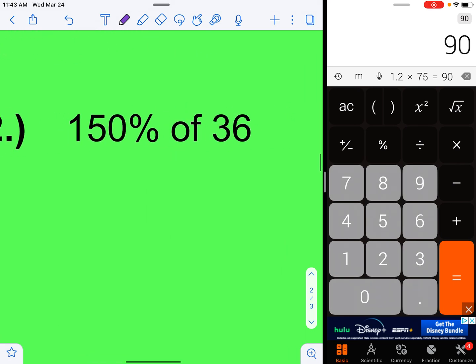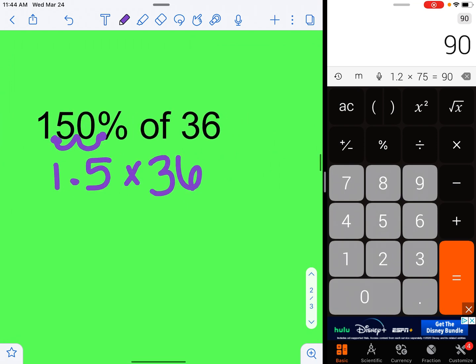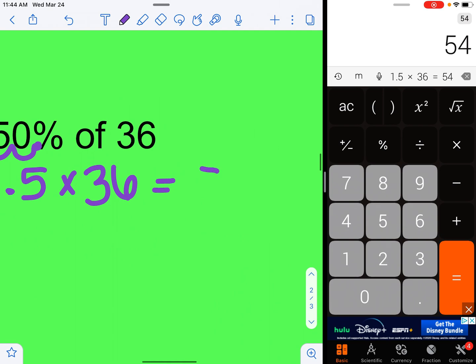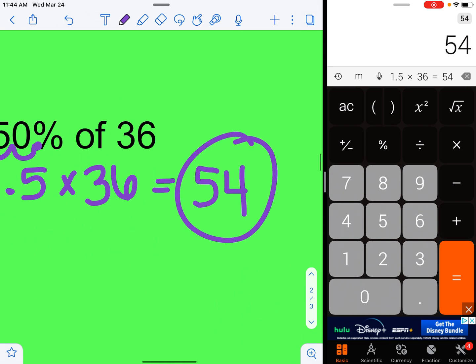Alright, moving on to number 2. We're taking 150% of 36. Again, we need to change that percent to a decimal, so we move it 2 places to the left. 1, 2. So I get 1.5 of 36, so multiply by 36. 1.5 times 36 gives me 54.